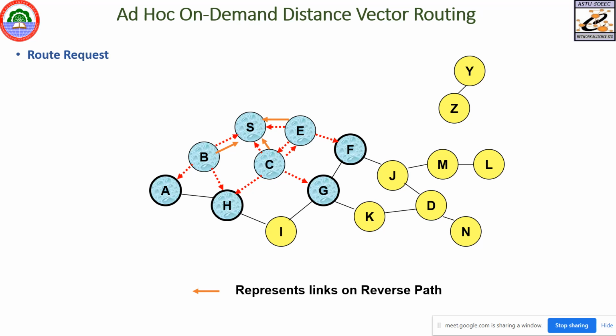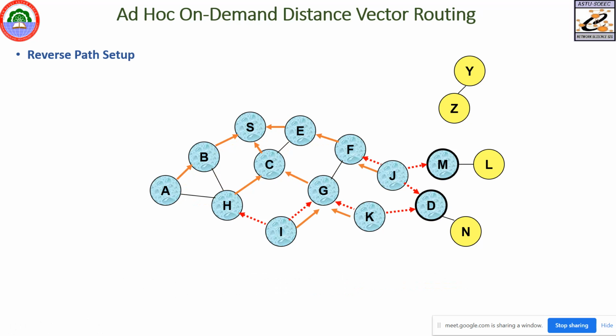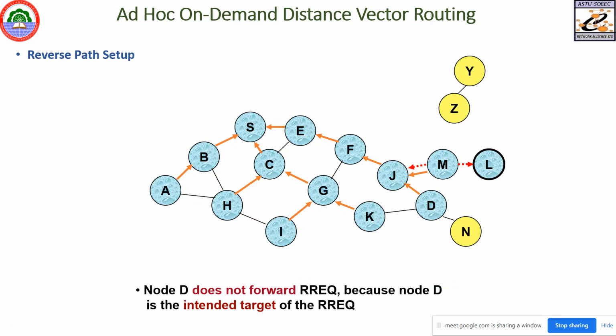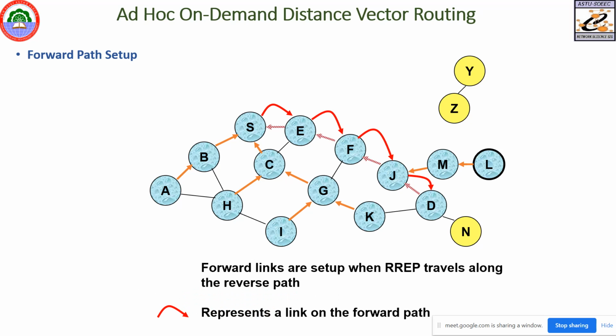Then in the second step, B rebroadcasts the message to A and H, and C rebroadcasts the message to H and G. Where the reverse path already exists, there is no need to send the request again. Likewise, it will continue until it reaches the destination. Once it reaches the destination, it will establish the reverse path.